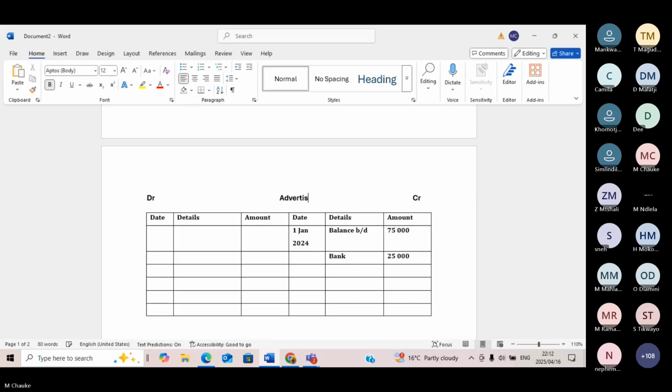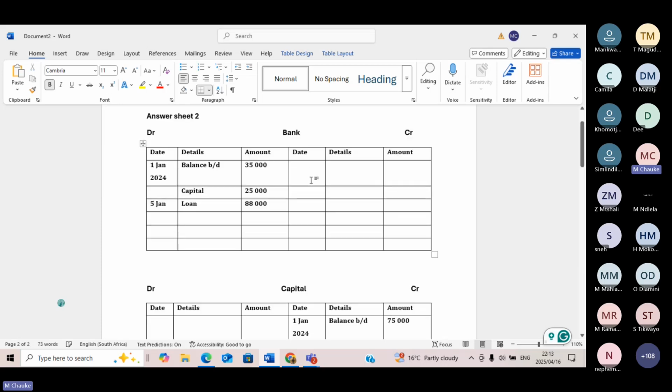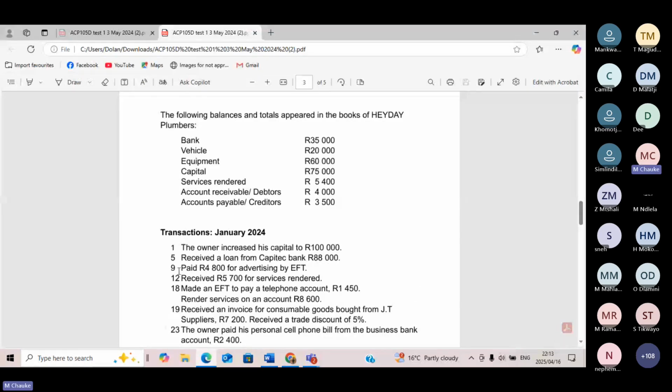So I'm just going to create an account for advertising. Account for advertising. And then now, two accounts affected: advertising and bank. So bank is decreasing because you are making a payment. Are you with me? Bank is decreasing because you are making a payment, according to the transaction on the 9th of January.